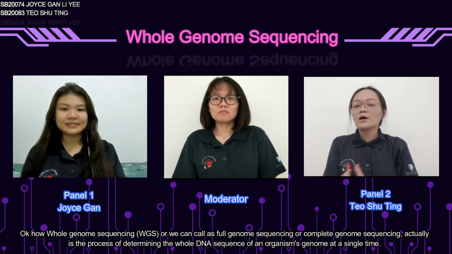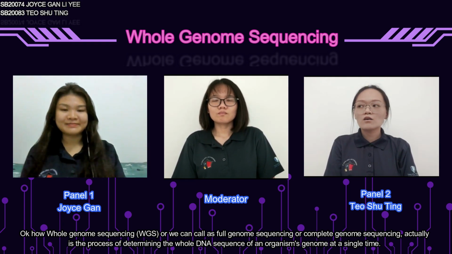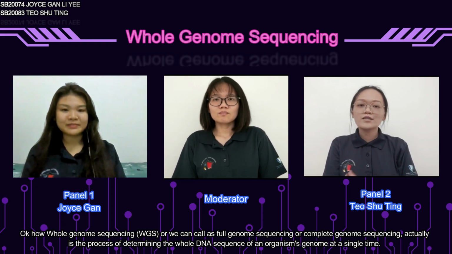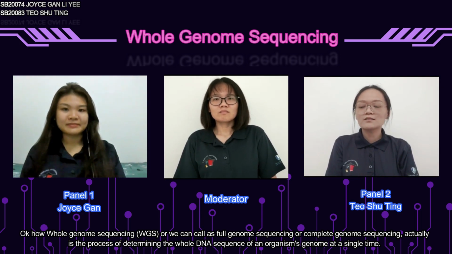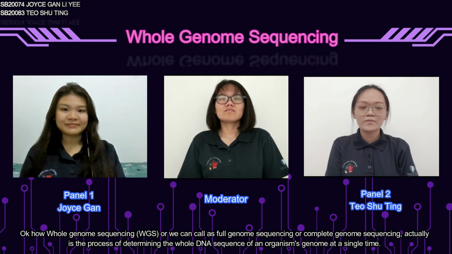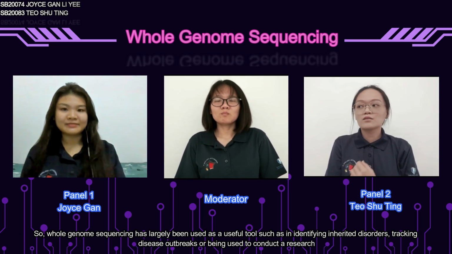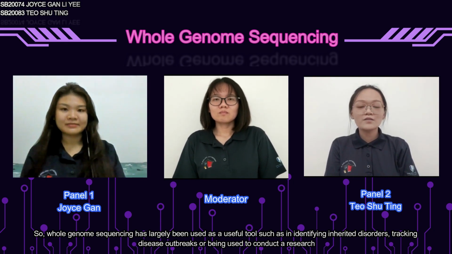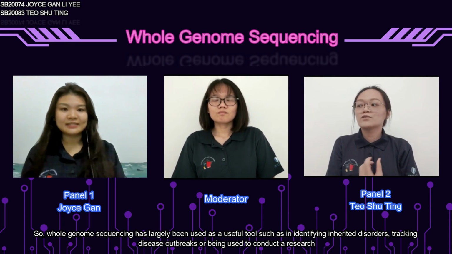Whole genome sequencing, or we can call it full genome sequencing or complete genome sequencing, is actually the process of determining the whole DNA sequence of an organism's genome at a single time. So, whole genome sequencing has been used as a useful tool, such as to identify inheritance disorders, track disease outbreaks, or conduct research.